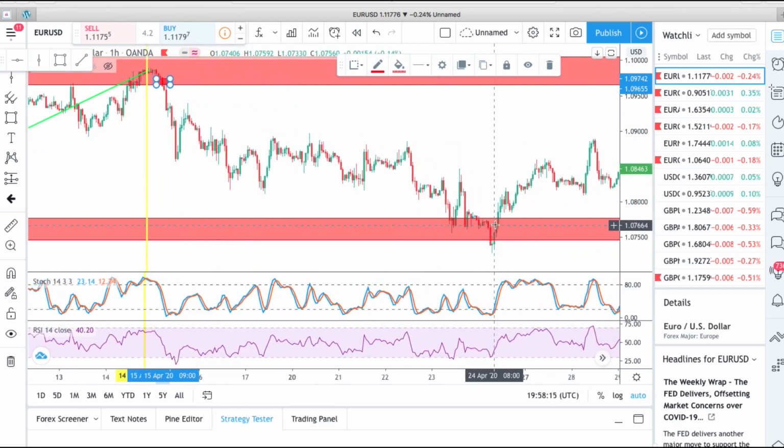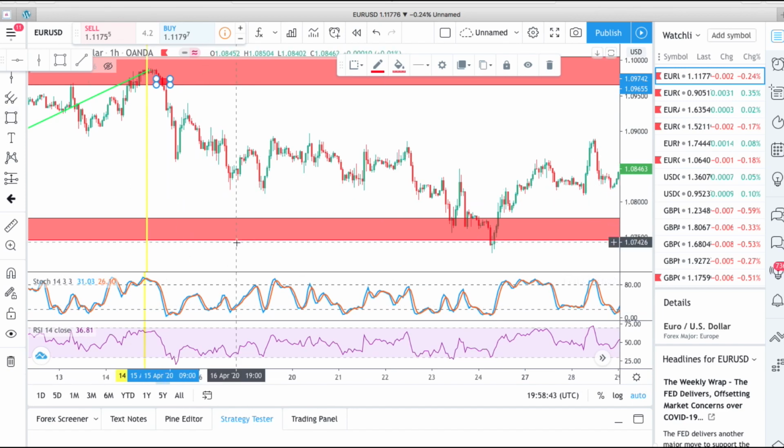And at this area, the stochastic is showing oversold, which is telling us that look, it's almost time for the market to turn around again. So we look at our stochastic, oversold. We look at our RSI, almost oversold. It's right on that dotted line. So this gives us triple confirmation again. Market is on the support, RSI is showing almost oversold, and the stochastic is way oversold.